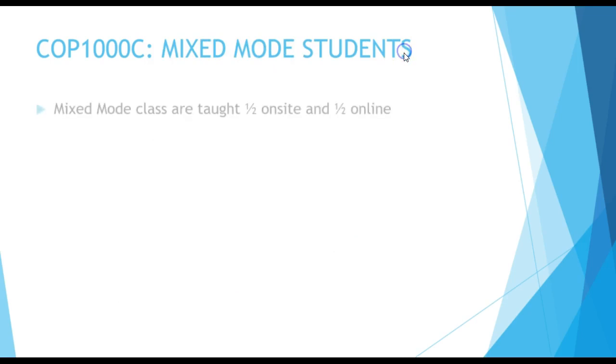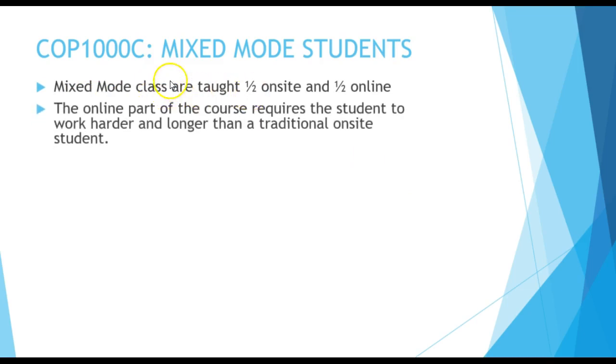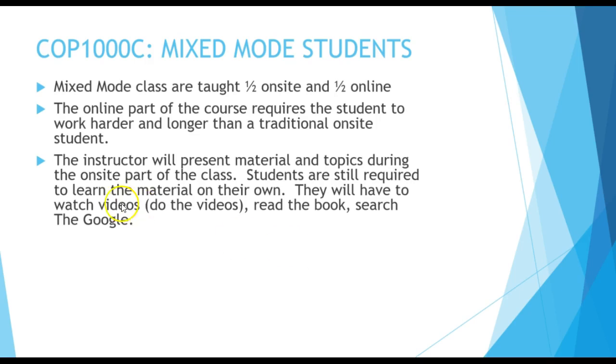Next is mixed mode students. Mixed mode classes are taught half on-site and half online. The online part of the mixed mode course requires a student to work harder and longer than a traditional on-site student. So half of the class is taught on-site and the other half is online. So this online portion requires a student to work harder and longer than a traditional on-site course.